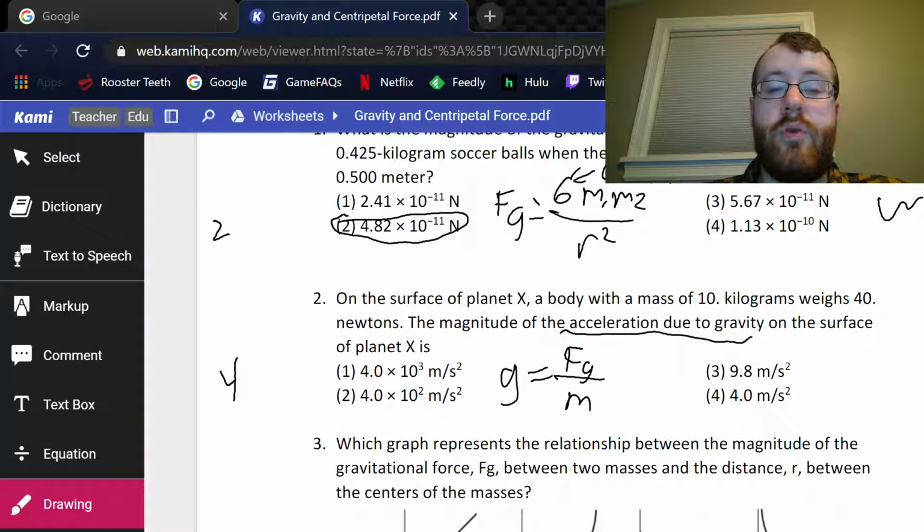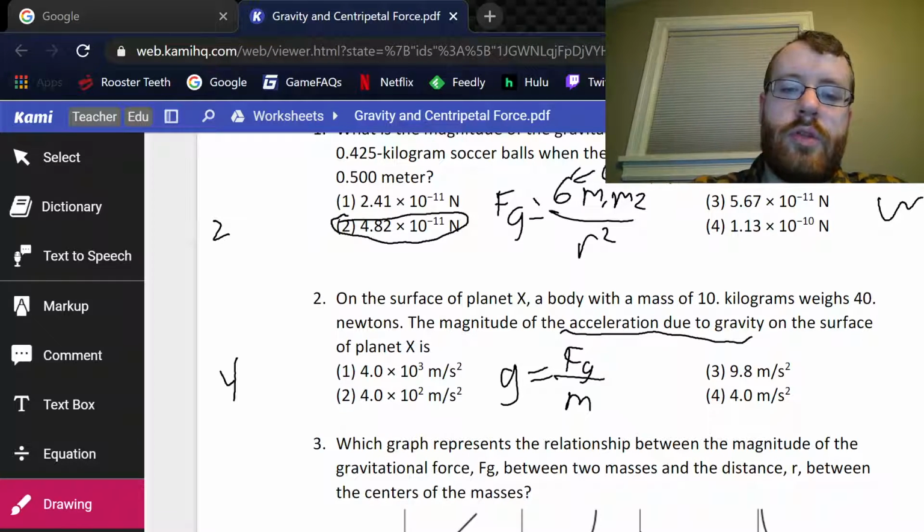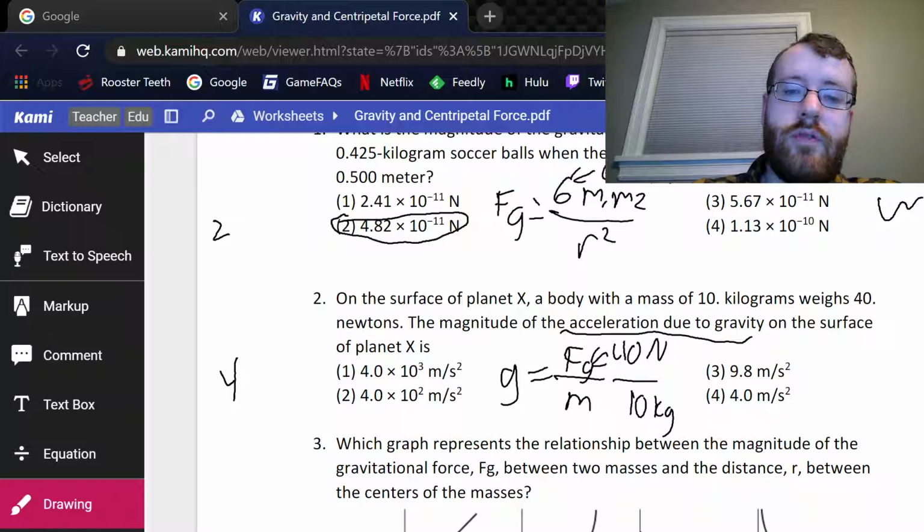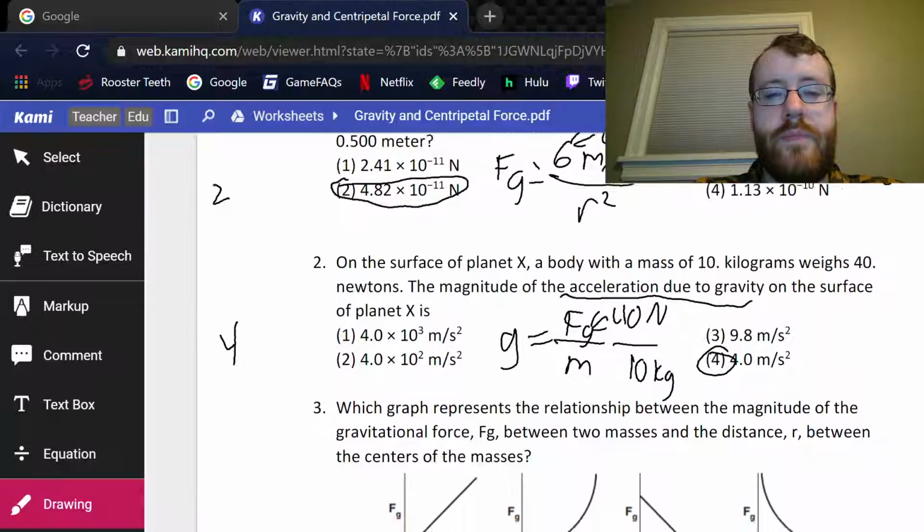Now it should be pretty straightforward. Fg is weight. That should be the newtons. So the 40 newtons goes here, divided by our 10 kilograms. And if we do that, we get our gravitational field strength, which is simply just 4, which is also choice 4.